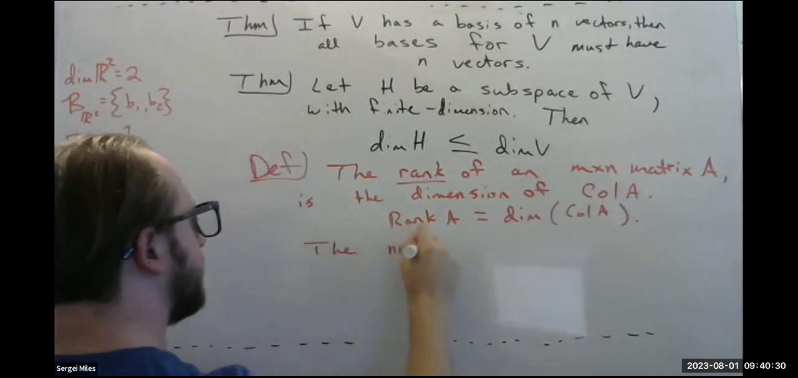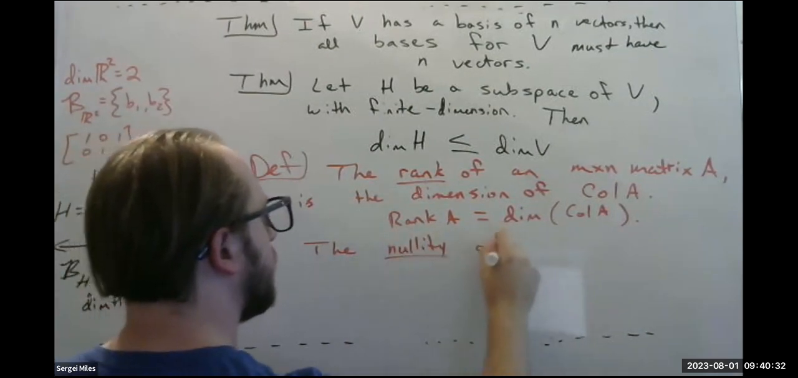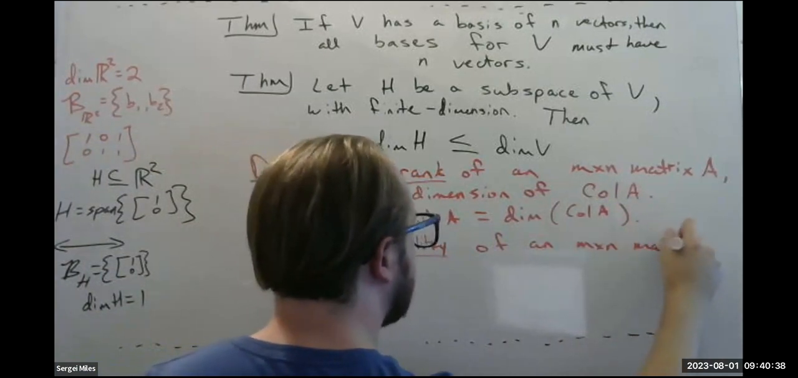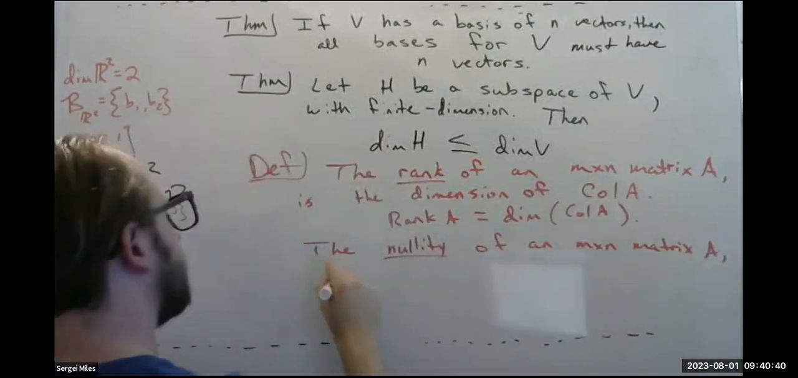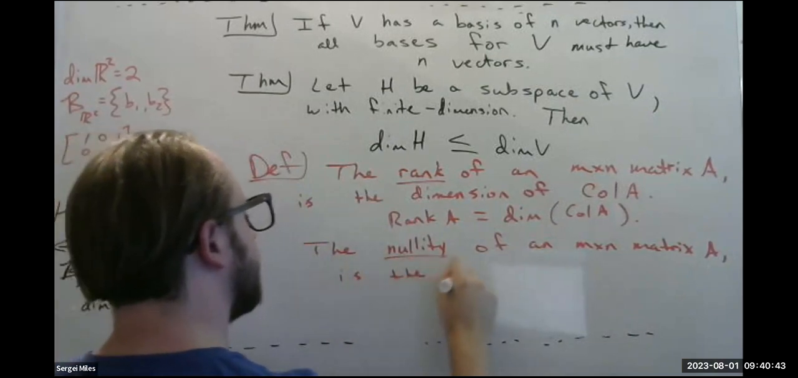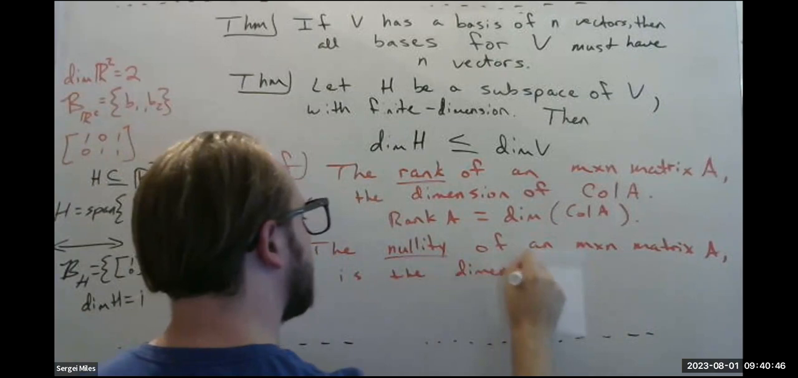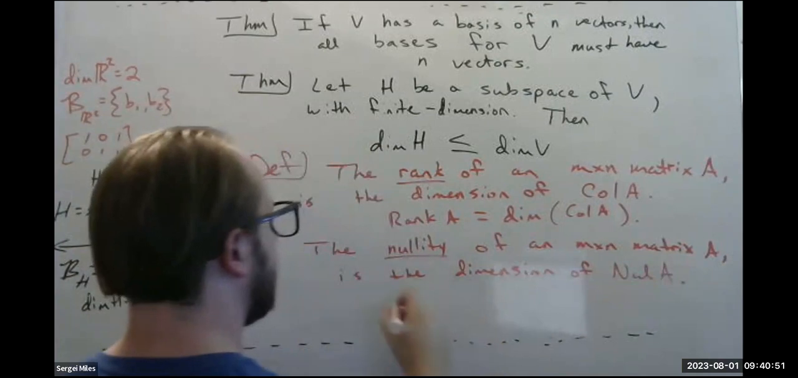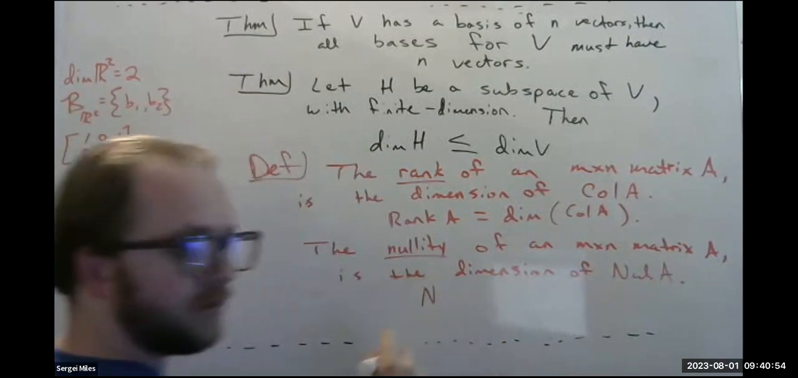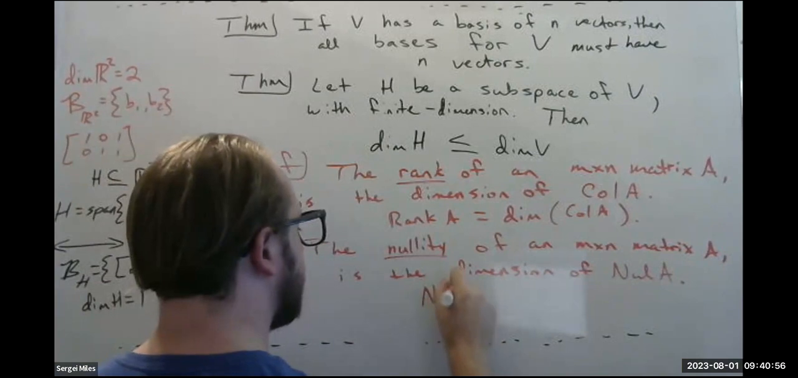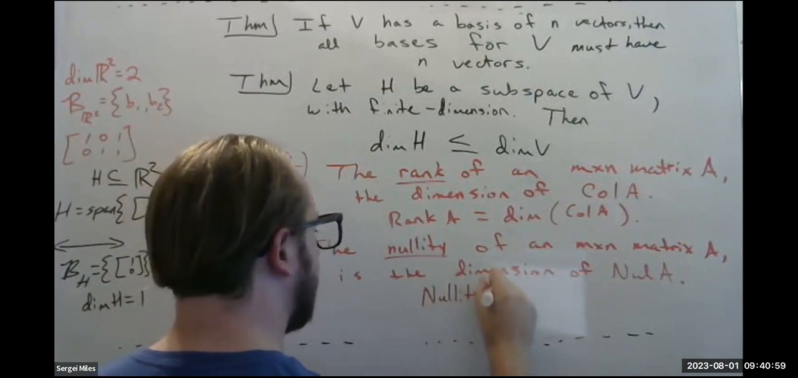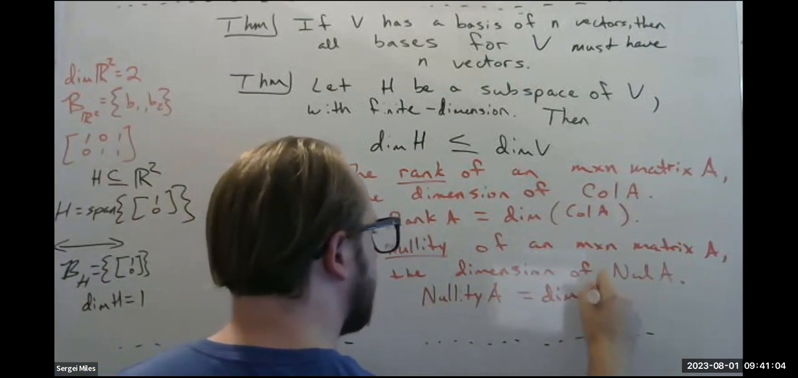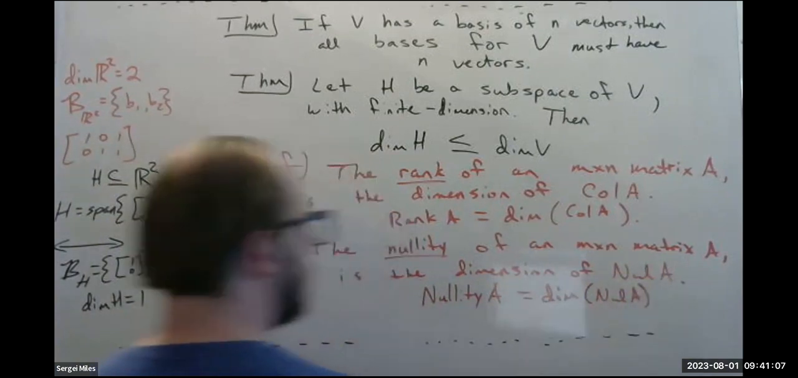The nullity of an m by n matrix A is the dimension of the null space of A. So the nullity of A, now this one we don't have any fancy abbreviation, we just write it all out. The nullity of A equals the dimension of the null space.